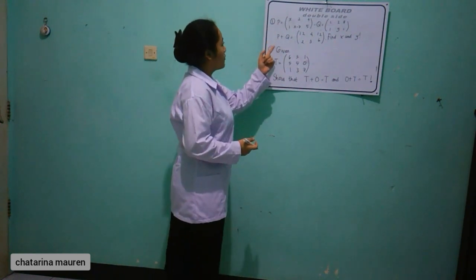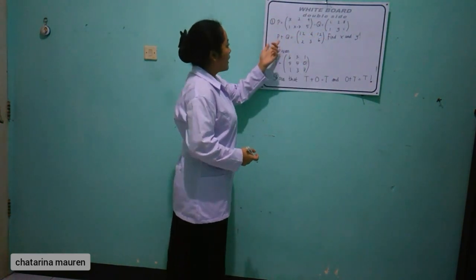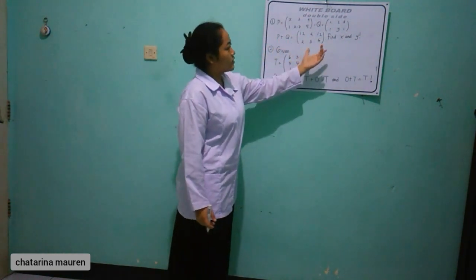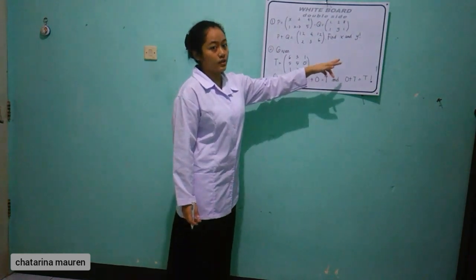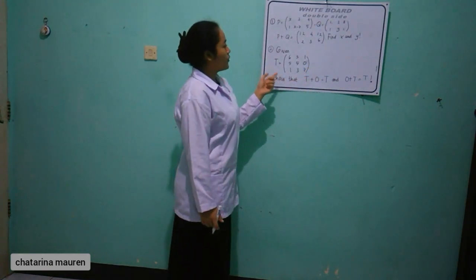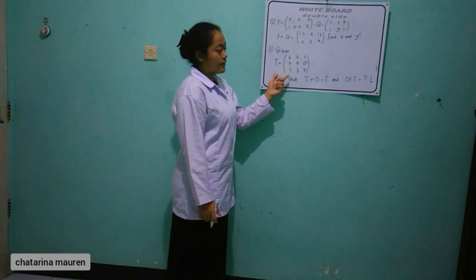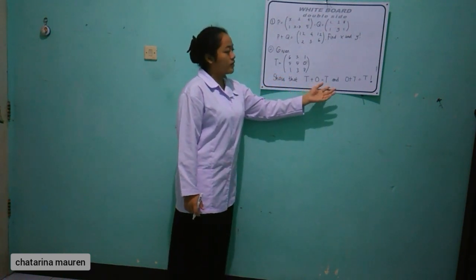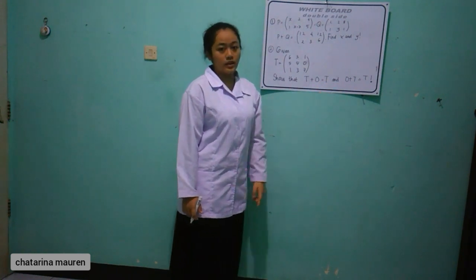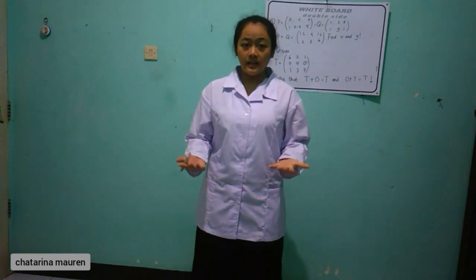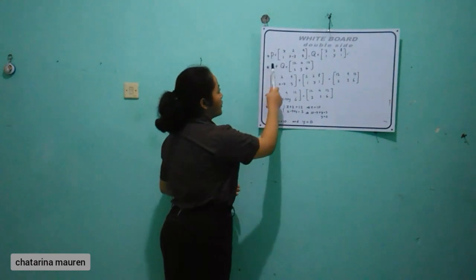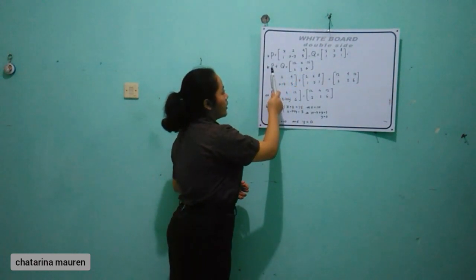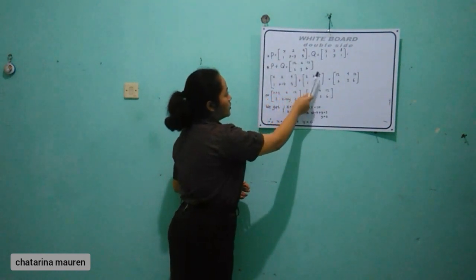For the next, you can try by yourself. The first, we have matrix P and Q, and the addition of matrix P and Q is this matrix. So we have to find the value of x and y. The second, given the matrix T here, we have to show that T plus O equals T and O plus T equals T. Anyone want to try?